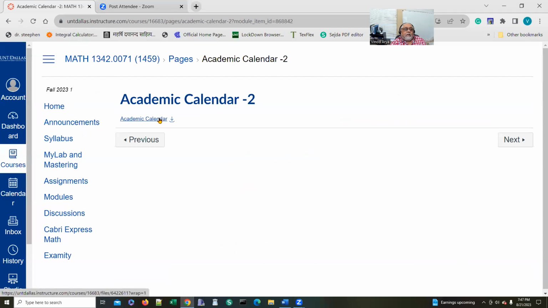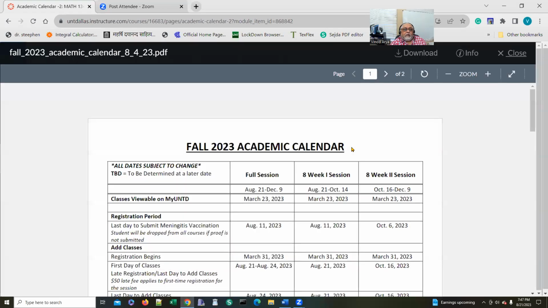Academic calendar. So it should be here. And it is your calendar for the full session. So you can use it if you want to see some important dates. You don't have to get out of Canvas. You can find it right here.